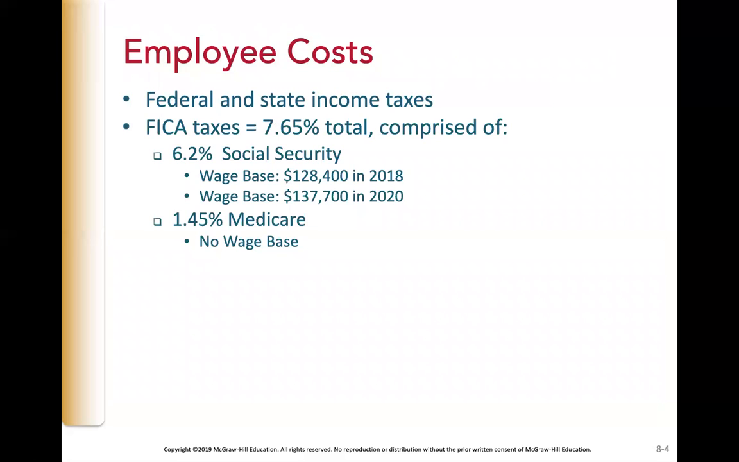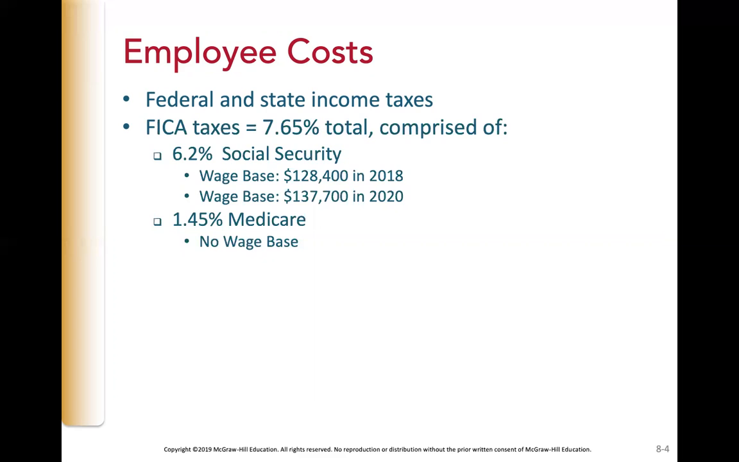FICA taxes. FICA taxes are a total of 7.65%, and it's broken down into two different amounts. It's 6.2% is Social Security, and 1.45% is Medicare. And the reason I break those out is it's important to see that Social Security has what's called a wage base. In 2018, the wage base was $128,400.